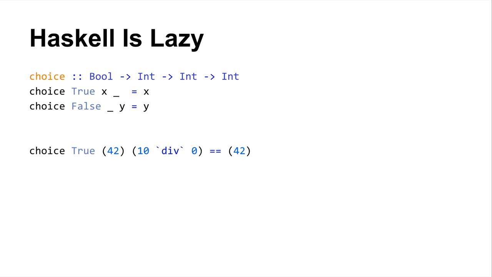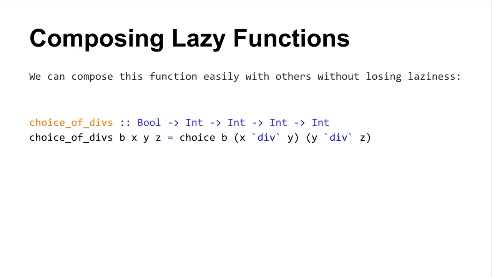This property allows us to do things like this, where I call choice with true. True means that I'm going to pass along the left side, the x, and the right-hand side, which, if it were evaluated all the way down to normal form, would result in a runtime exception. But we don't actually do anything with it, so we can write code like this and have it not fail.